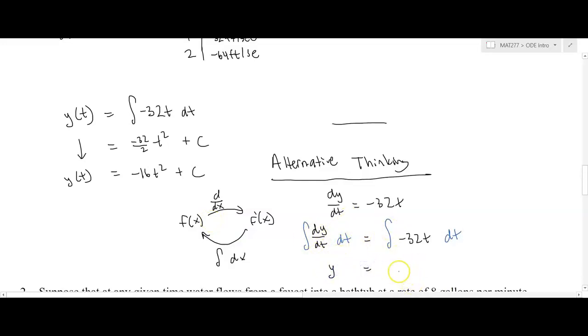And now if you integrate negative 32t, you get negative 16t squared plus that constant. So notice they lead to the same solution, same result, different ways of thinking. This one's a little bit more conceptual. This one's a little bit more algebraic.